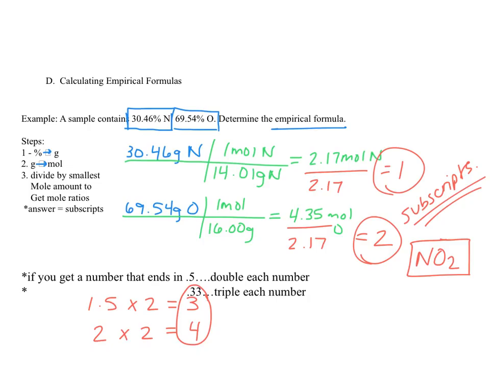Same thing if you end up with something that ends in 1.33, then you have to multiply it by 3 to give you a whole number, and you'll have to multiply both of them by 3 in order to get the subscripts. So keep in mind, if you get a number over here with your calculations that isn't a whole number, you can multiply them by something to get a whole number for your subscripts, for your empirical formulas.